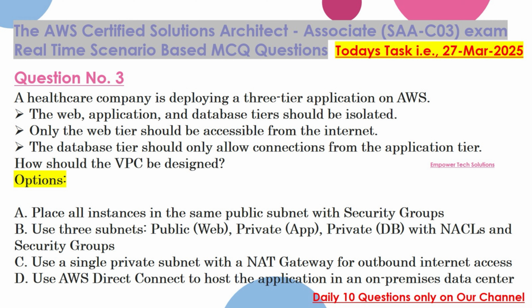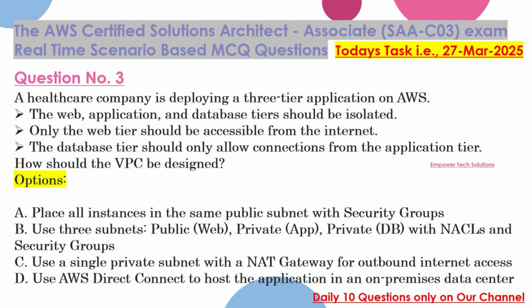Question 3. A healthcare company is deploying a 3-tier application on AWS. The web, application, and database tiers should be isolated. Only the web tier should be accessible from the internet. The database tier should only allow connections from the application tier. How should the VPC be designed?